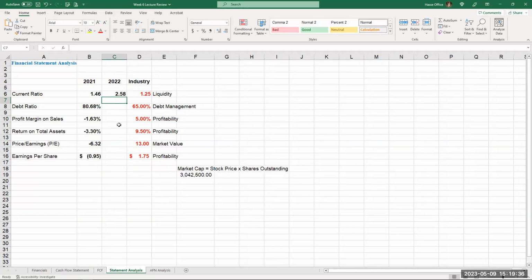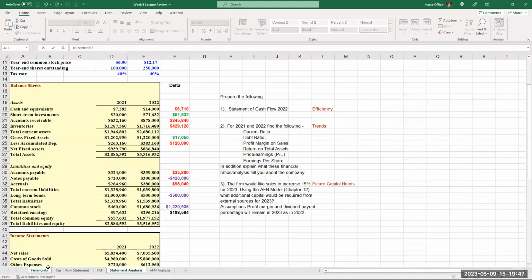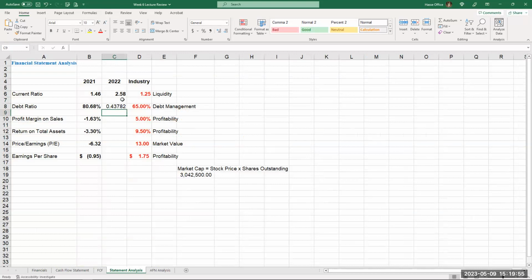The debt ratio, last year it was 80.81% debt to assets. Let's see what our debt ratio is for this year. Balance sheet, total debt divided by total assets. And let's make that a percent, 2 decimal places, 43.78%. So dramatically, we've cleaned up. The industry average is 65%.